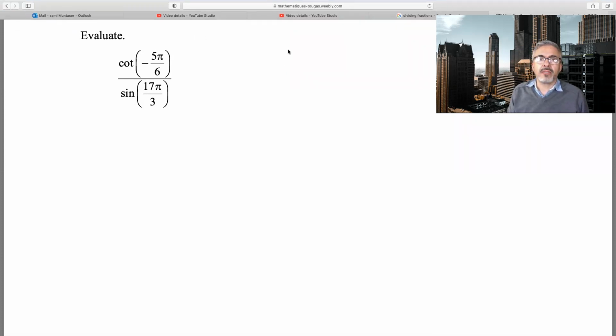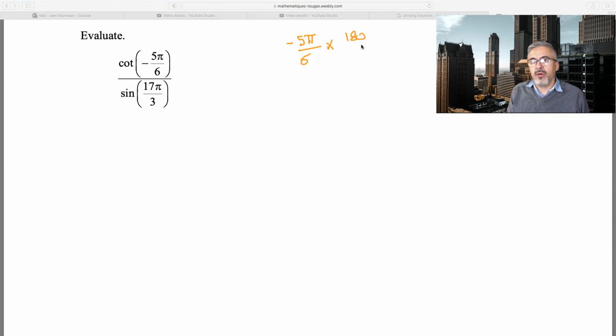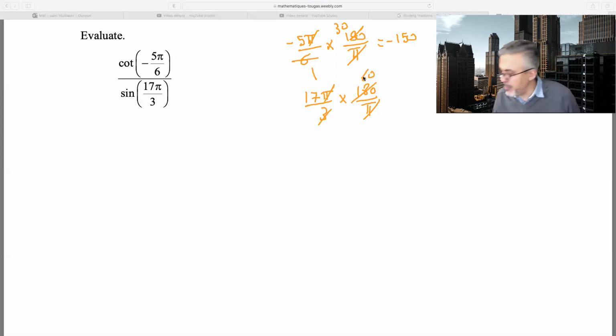So, to convert angles to degrees, you take the negative 5 pi over 6 and multiply it by 180 over pi. So the pi's would cancel, and that will give you negative 150. And then take also the 17 pi over 3, multiply it by 180 over pi. Pi's would cancel. That's 3 goes into itself, 1 goes into 60 times. And then if you multiply that, you get 1020.